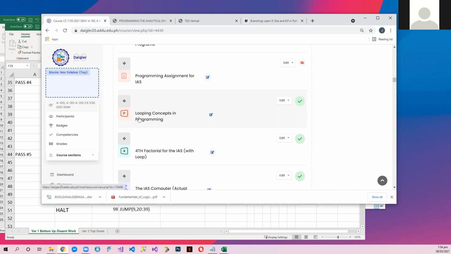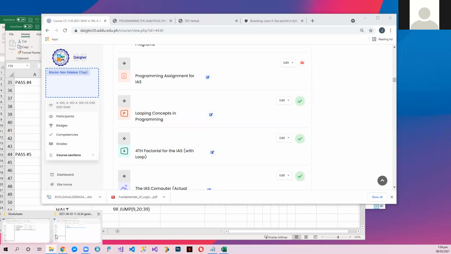Can you open this? Anyway, I'll just open this. You can download this, I have a local copy. This will introduce us. Now, the reason why I'm teaching this is because we are teaching a different logic for the factorial. You cannot solve the factorial with a loop without using looping concepts, okay? Do you follow?